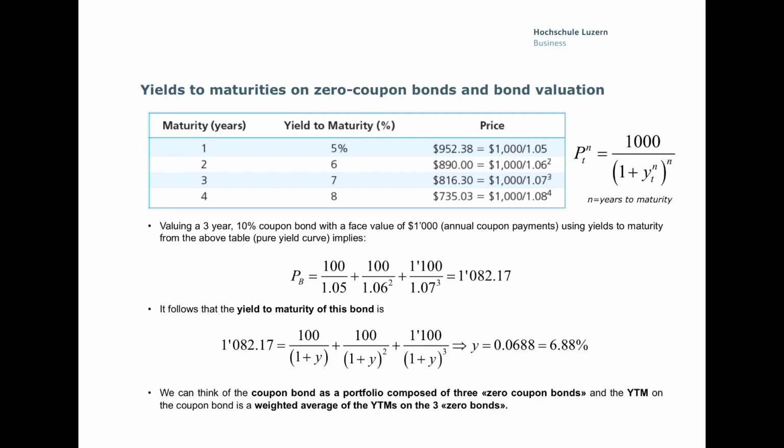Based on this bond price, the yield to maturity for the 3-year coupon bond can be computed by solving the bond valuation formula for Y. Another way to think about the coupon bond is as a portfolio composed of 3 zero coupon bonds, where the yield to maturity of the coupon bond is a weighted average on the 3 zero bonds.